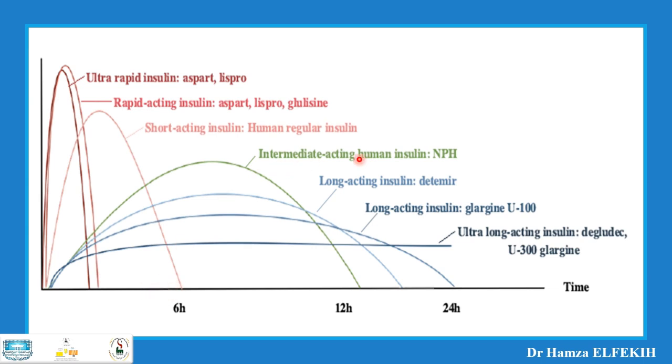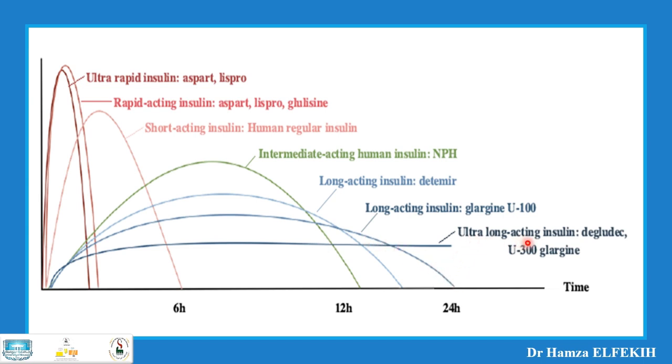For intermediate-acting insulin, its effect is up to 12 hours. And we have a risk of hypoglycemia more elevated than with the long-acting analogs. So we have Detemir, its effect, as I said before, from 8 hours to 24 hours depending on the dose. For long-acting insulin glargine U100, the effect can go from 20 to 24 hours.